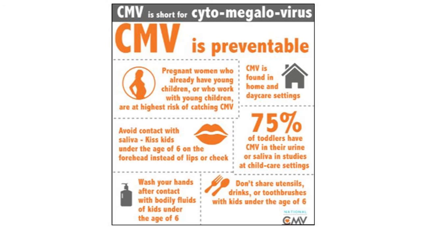CMV is common. It is the most common virus transmitted from a pregnant woman to her unborn child. 1 in 150 children are born with congenital CMV. 1 in 3 pregnant women who get CMV will pass the virus to their unborn child. CMV is more common than 29 combined metabolic and endocrine disorders in the recommended U.S. newborn screening panel.